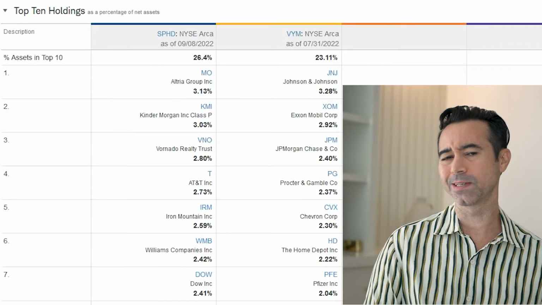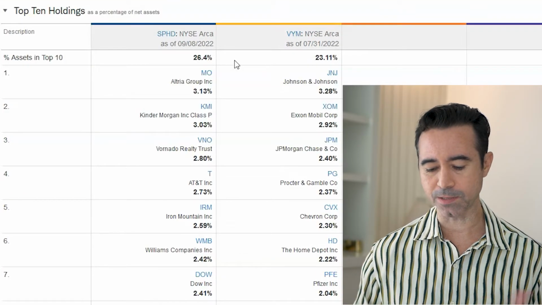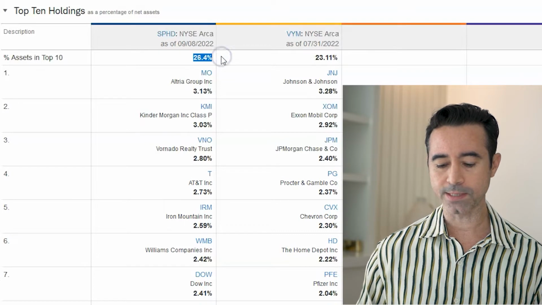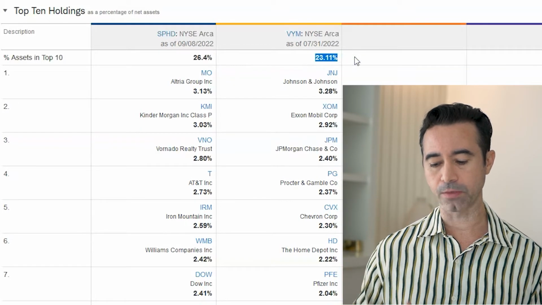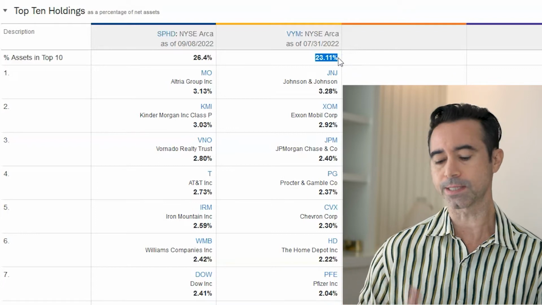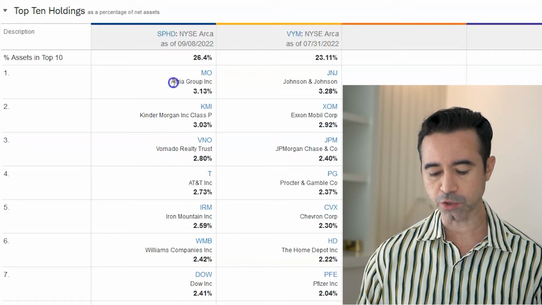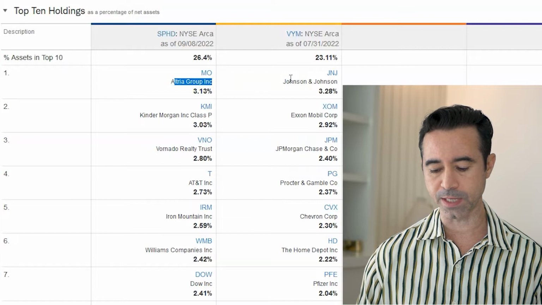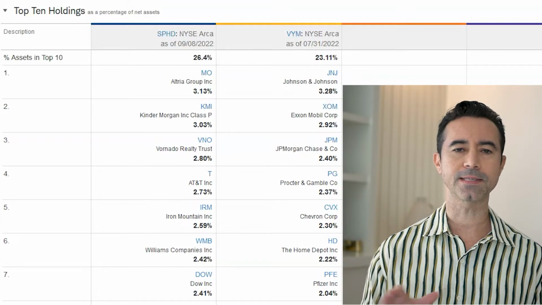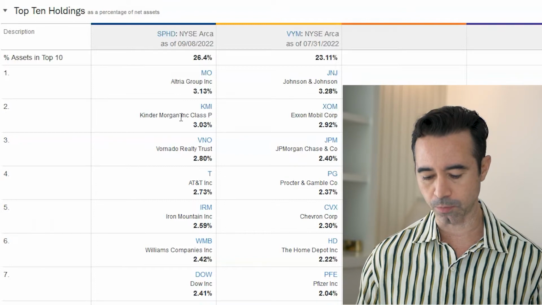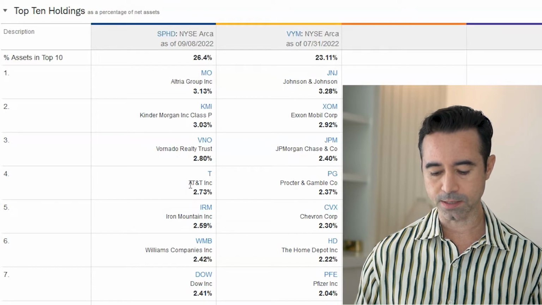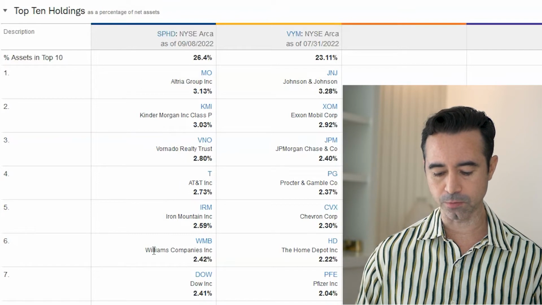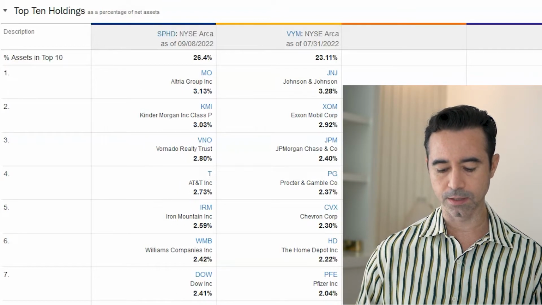Let's talk about the holdings in the top 10 for these different ETFs. So SPHD has 26% in its top 10 holdings, and VYM has 23% in its top 10 holdings, so pretty similar on that front. Altria Group is number 1 for SPHD, Johnson & Johnson is number 1 for VYM. Now let's see if any of these have some overlaps going on. So let's see, we have Kinder Morgan, Vornado Realty Trust, AT&T, Iron Mountain, Williams Companies, Dow Inc. What's going on in VYM?